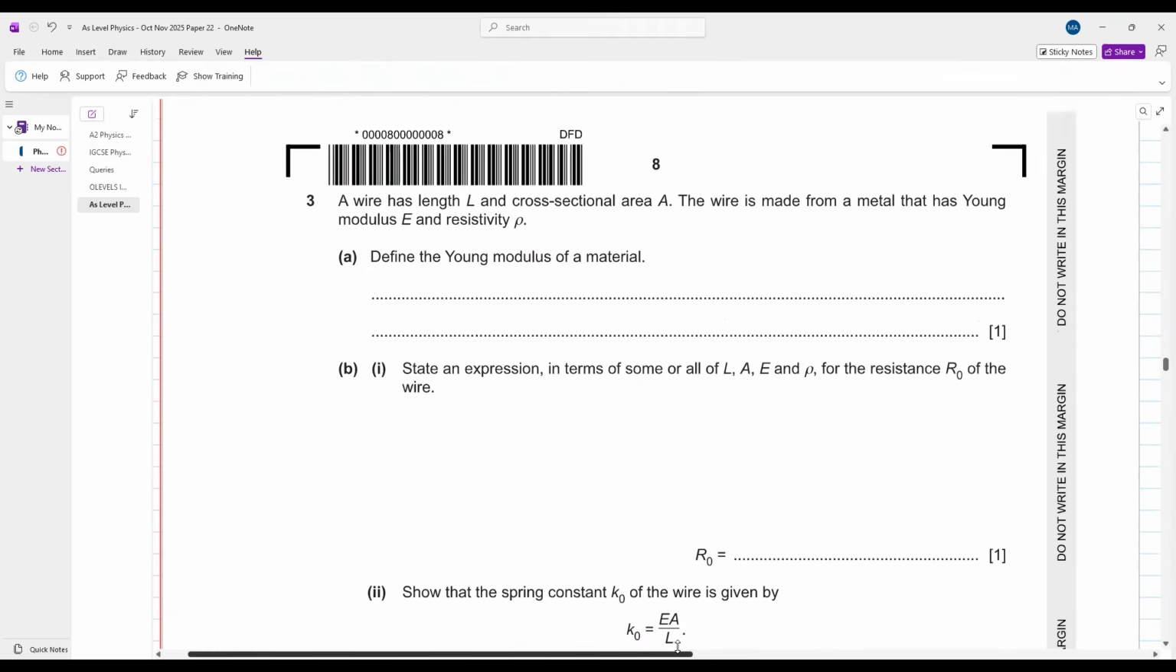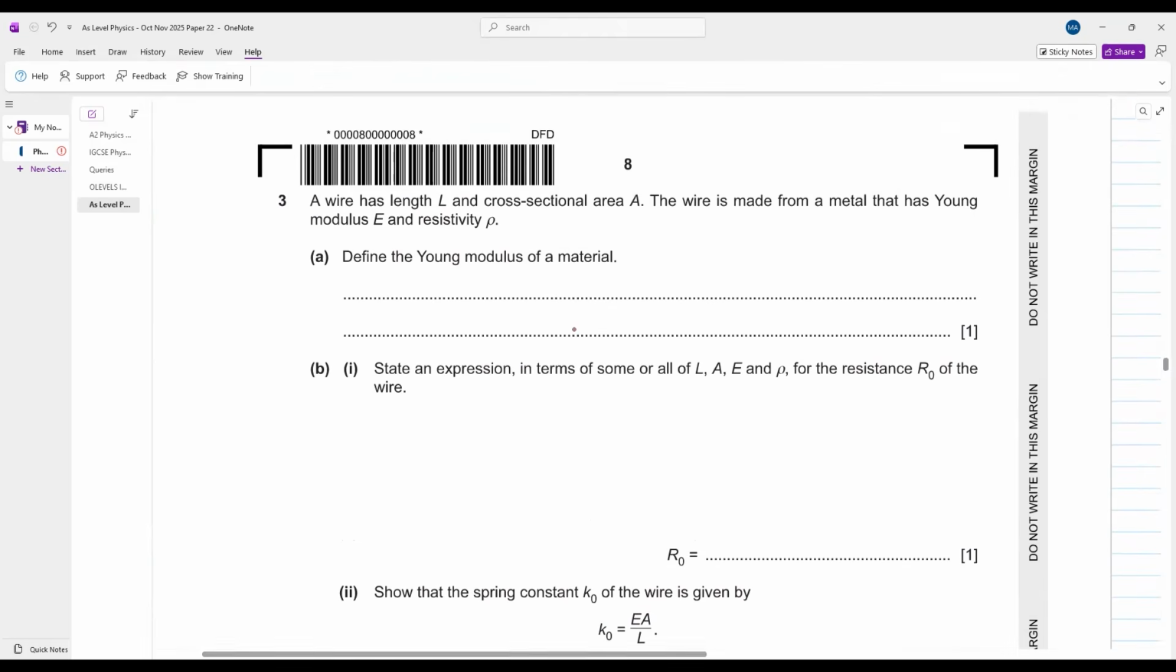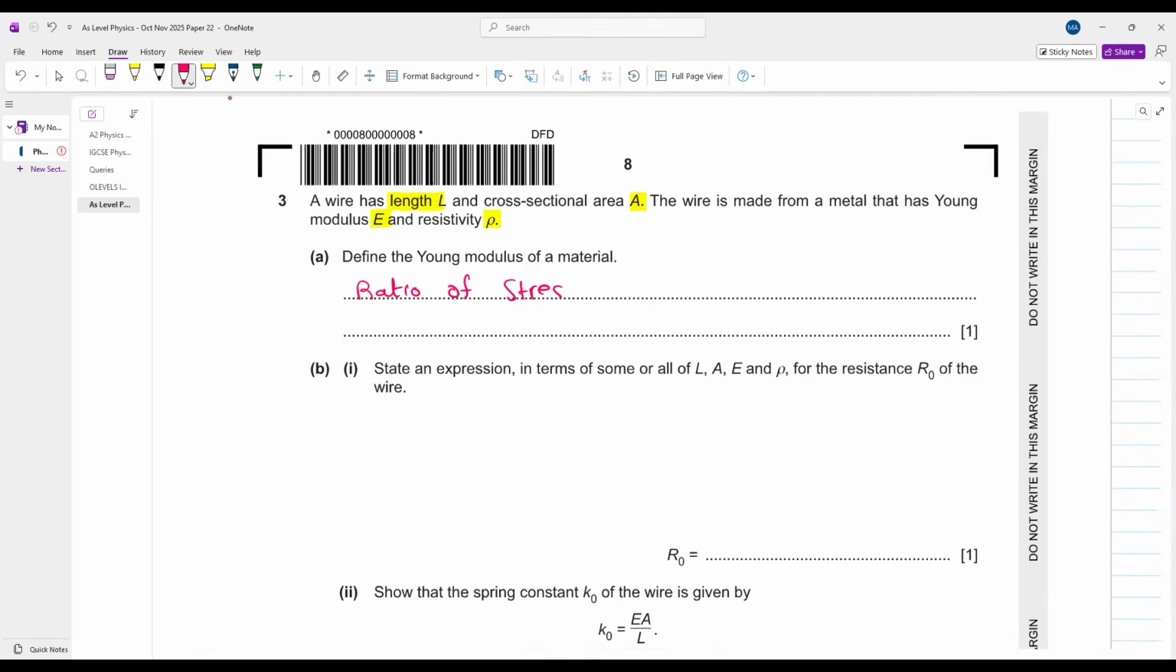Okay. A wire has length L, cross-sectional area A. Let's highlight this, I think this might come in handy. The wire is made from a metal that has a Young's modulus E, resistivity P. Define the Young's modulus of a material. भाई आपने Young's modulus of a material define करना है. What will you say? A ratio of stress over strain. Yeah, ratio of stress to strain, whatever you want to say.